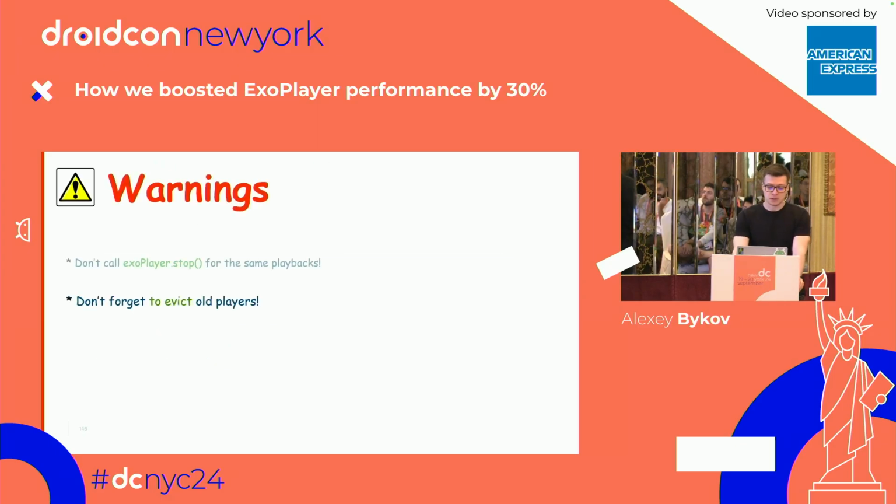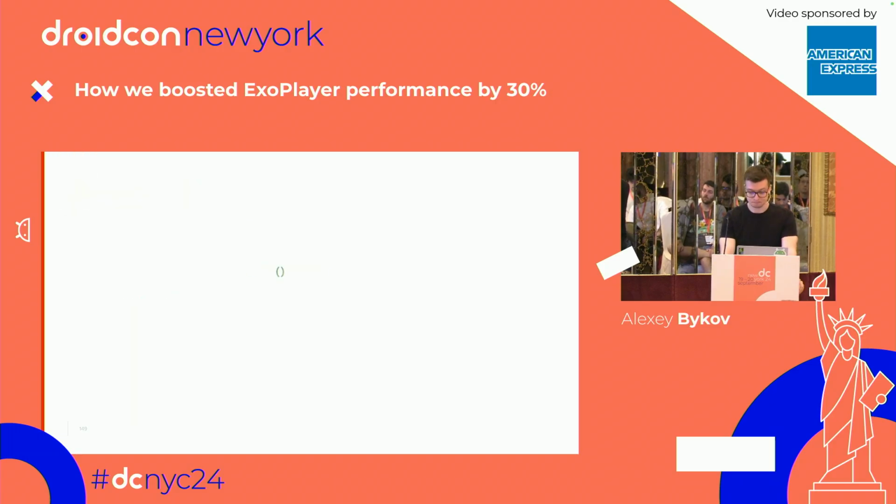Don't forget also to evict old players. You never know whether the logic is reliable or not, so it's always good to have some sort of threshold, and if we reach some limits, to send an event to the backend side, so at least we know about it.